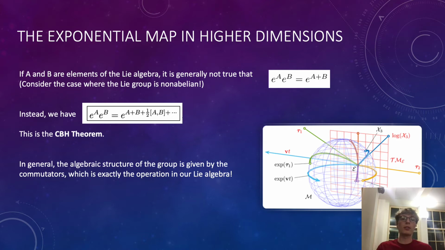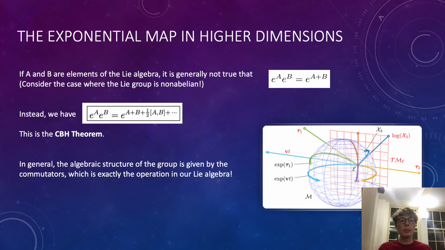And in this case, the property that makes that work is that the group is abelian, so this is fine. But if we have a non-abelian group, then we need a higher order formula in order to understand this mapping between our Lie algebra and our Lie group. This is where we see this new formula where we have e to the A, e to the B equals e to A plus B plus some higher order terms that are made from the commutator, the Lie bracket, of those elements in the Lie algebra.